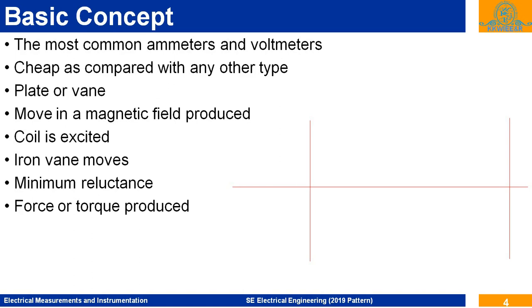So there are different types of instruments. PMMC, permanent magnet moving coil instrument, which is used for DC supply only. Then moving iron, electrodynamometer type instrument, hot wire type instrument, thermocouple, induction type instrument, electrostatic and rectifier type instrument. So as compared to all these types of instrument, these moving iron instruments are very cheap.